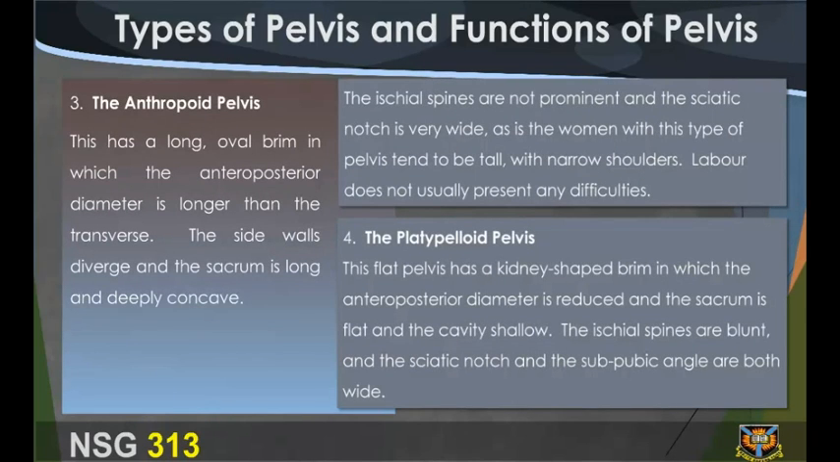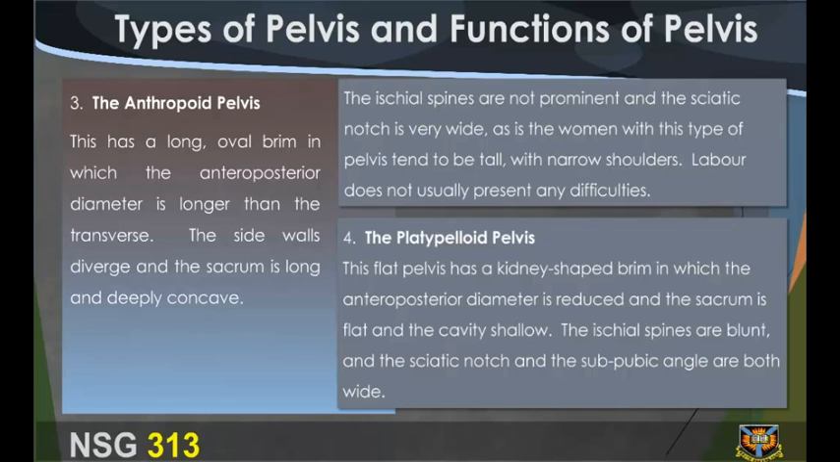Three, the anthropoid pelvis. This has a long oval brim in which the anteroposterior diameter is longer than the transverse. The side walls diverge and the sacrum is long and deeply concave. The ischial spines are not prominent and the sciatic notch is very wide. Women with this type of pelvis tend to be tall with narrow shoulders. Labor does not usually present any difficulties.